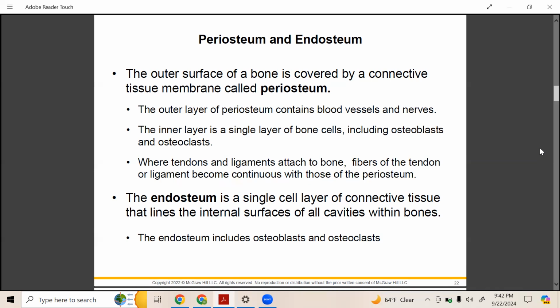The endosteum is on the interior or the deep part of the bone. It's going to be a single layer of connective tissue, and it's going to line kind of the entire internal surface within our bone. This also will include osteoblasts and osteoclasts for building and taking away bone.